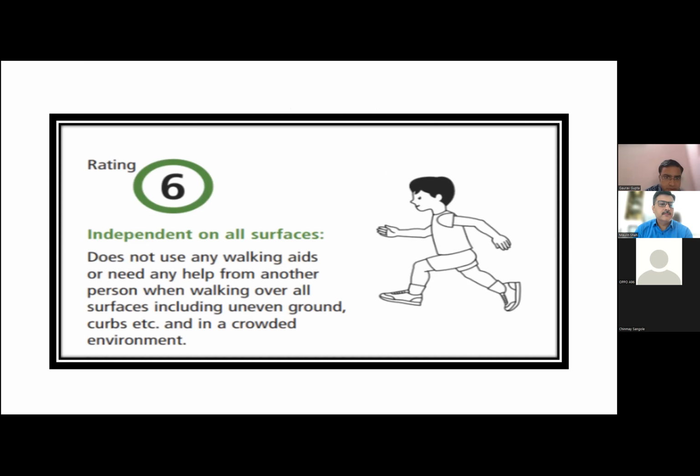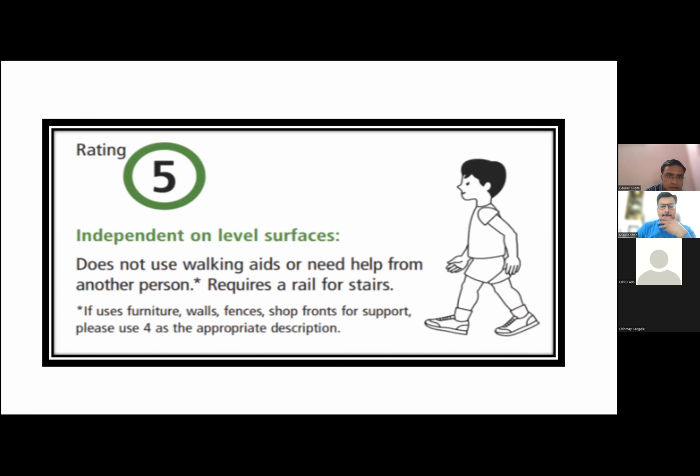Grade 6 is equivalent to GMFCS 1, where the child is independent and can walk on all surfaces, does not use any walking aid or need any help from another person when walking over all surfaces, including uneven grounds, curbs, etc., and in a crowded environment. Grade 5, where the child is independent on level surfaces. He does not use walking aids or need help from another person, but he may require a rail for stairs.